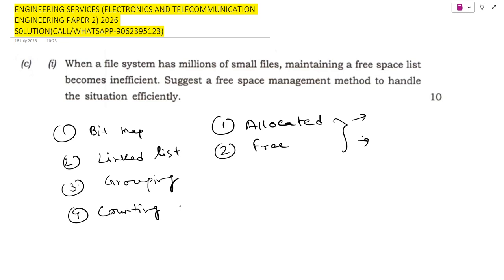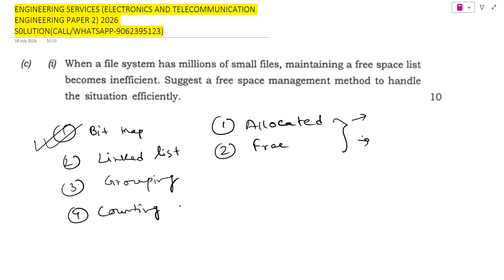Okay. Now, what is the suitable solution? Bitmap or bit vector method. This is the suitable solution. And here each disk block is represented by one bit. For example, 0 is the free block and 1 is the allocated block, or vice versa depending upon the implementation. And the operating system simply scans the bitmap to locate the free blocks.